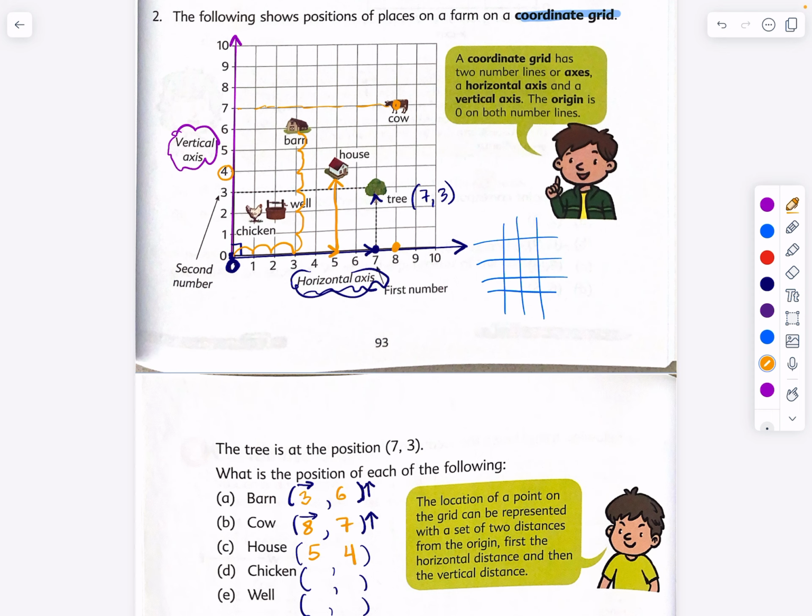Now, how do I reach the chicken? I go 1 step to the right, and then 2 steps up. So 1, 2. And how do I reach the well? Well, the well is kind of close to the chicken. I would need to go 2 steps to the right and then 2 steps up.